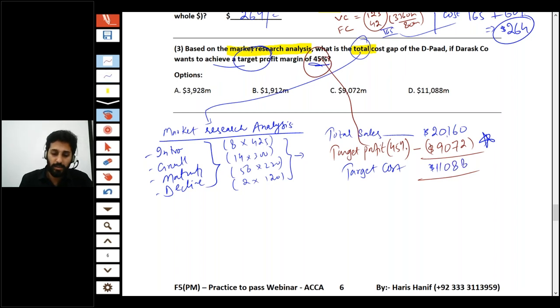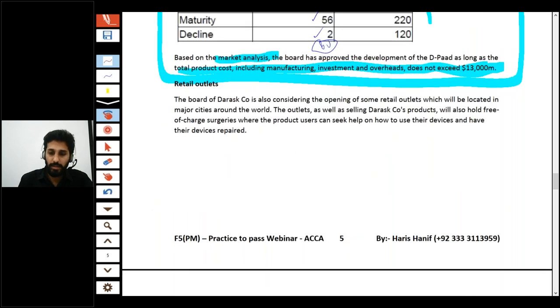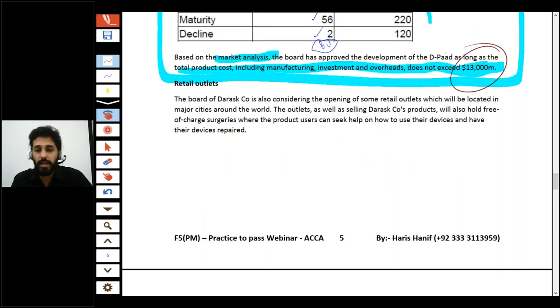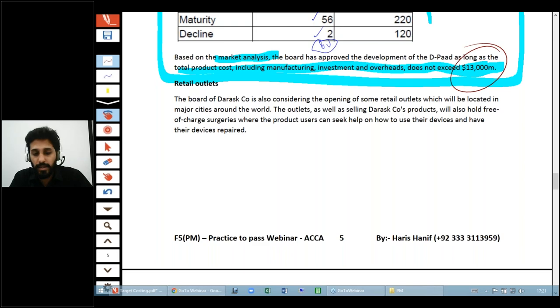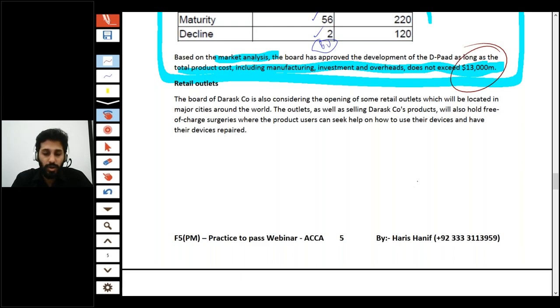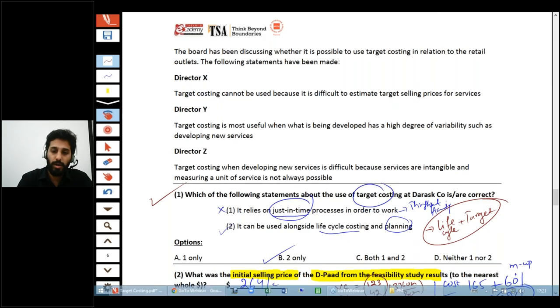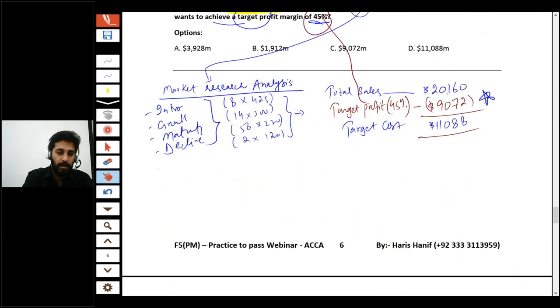And what is the estimated cost? The estimated cost is this 13,000 million. And you should compare with this thing, the estimated cost. It's 13,000.